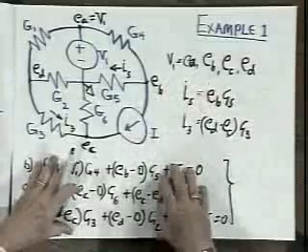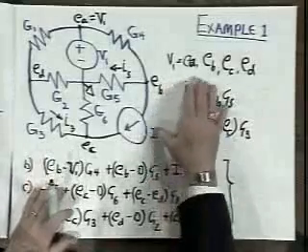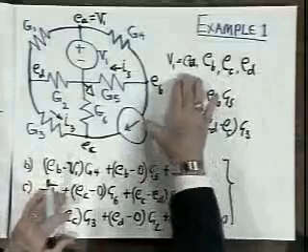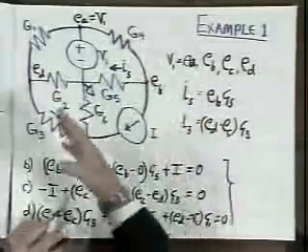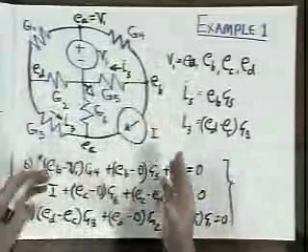We've solved the problem. By solving these equations simultaneously, we get the three unknown node voltages. We know the voltage at node A, E sub A. Knowledge of all the voltages allows us to calculate all the currents, and that's what's called the total solution of the network.